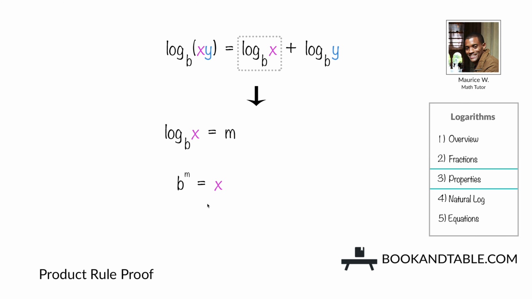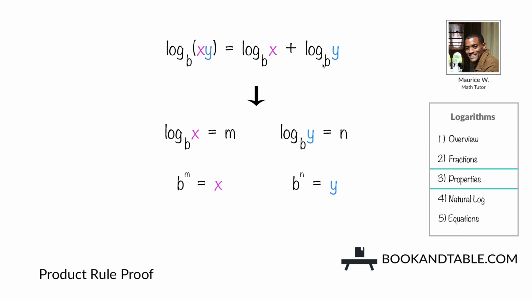And let's leave that there for a moment and do the same to our second logarithmic term here. So let's set log base b of y equal to a variable n. And if we want to change this expression to exponential form, it would give us our base b raised to a power of n is equal to y, as we see here. Now, using these statements, we can start back at the beginning, x times y, and work our way out to this statement here.